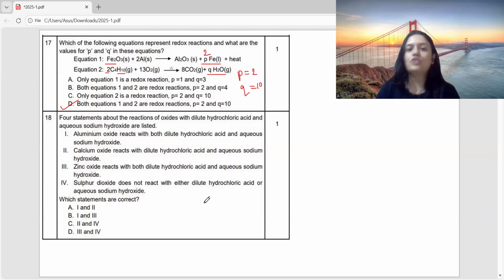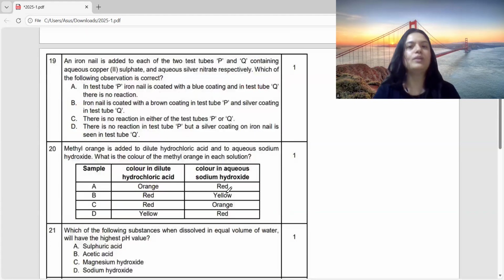Now, from these options, you can see that aluminium oxide and zinc oxide, these two are amphoteric oxides. Now, the property of an amphoteric oxide is that it will react with both acid and base to give salt and water. So, it's very obvious that these two are correct. However, calcium oxide will definitely not react with both of them. Sulfur dioxide also does not react with both of them because it's an acidic oxide. So option 1 and option 3 is correct. So this will be option number B as your final answer. Let's go to the next one.